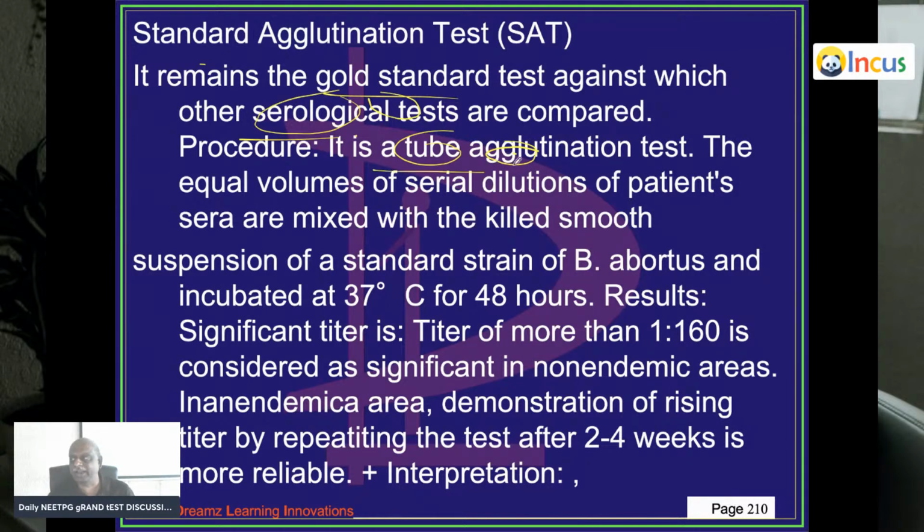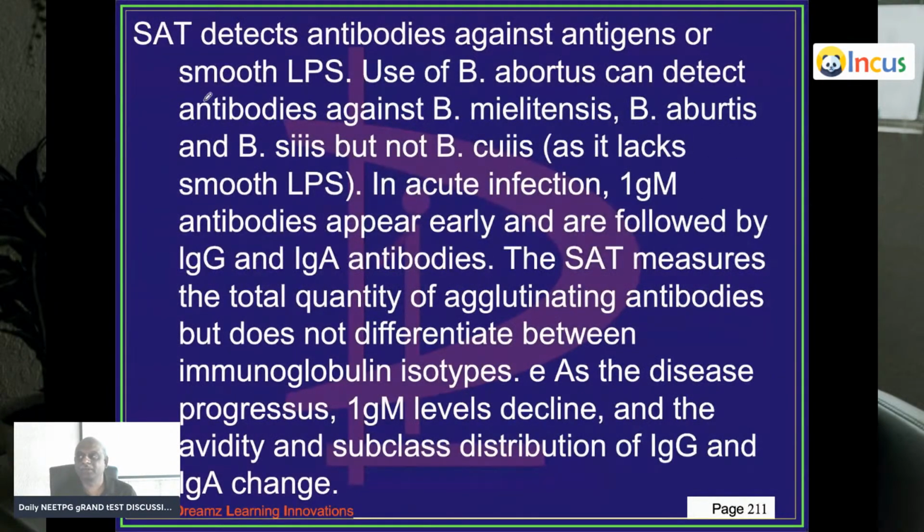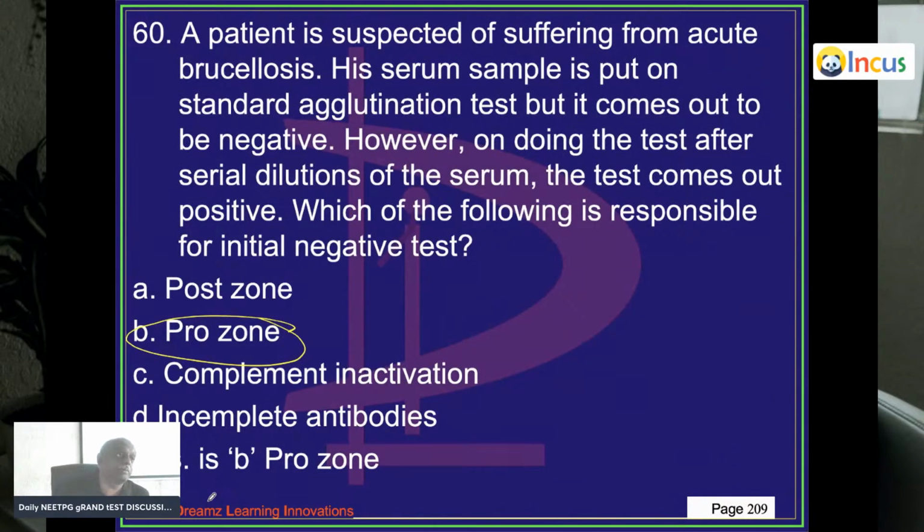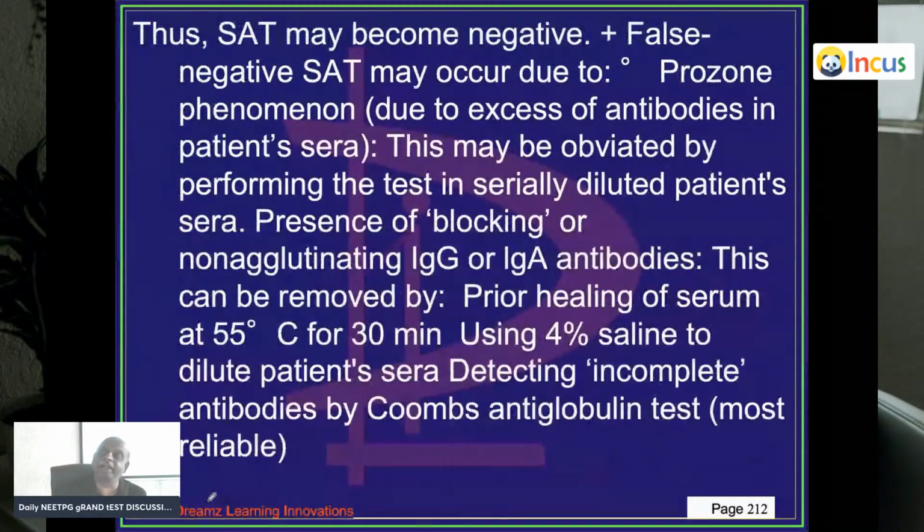Whenever there is a tube agglutination test, equal volumes of serial dilution of the patient's sera are mixed with a smooth suspension of standard strain of Brucella abortus. So typically in this you get the prozone phenomenon. I leave the literature for you.